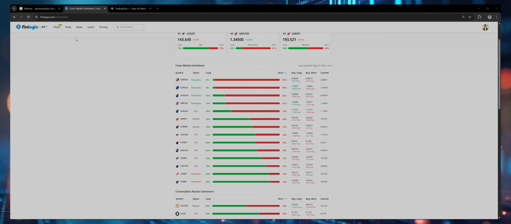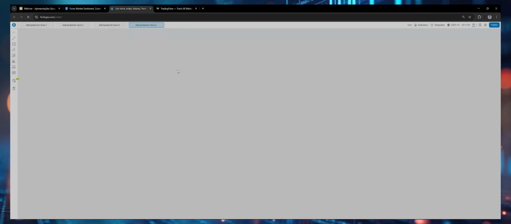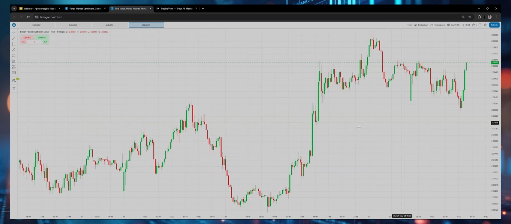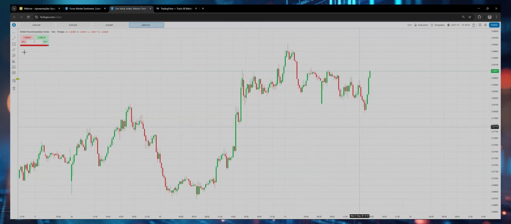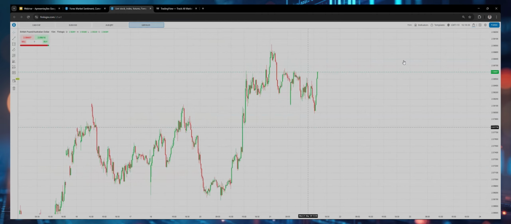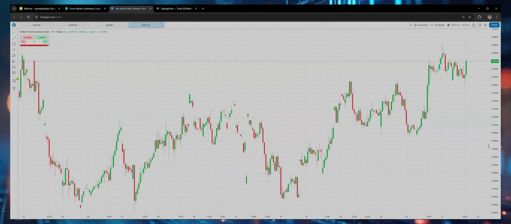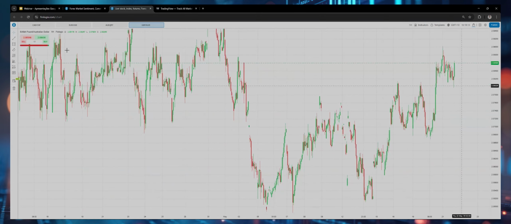Okay, cool. So you can still use Finlogix charts. You can just click on the chart with your scroll on the mouse, and then it's going to open the page. Okay, cool. So we have GBPAUD right here. Let me go to the 1 hour. Okay, perfect. So that's exactly what we want.